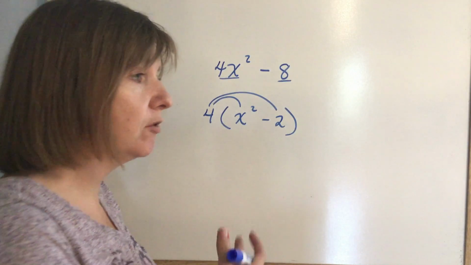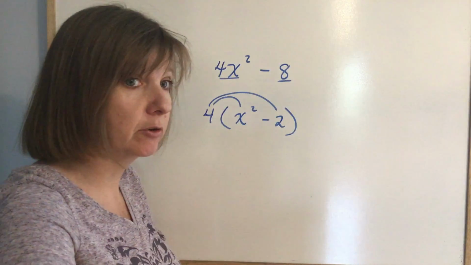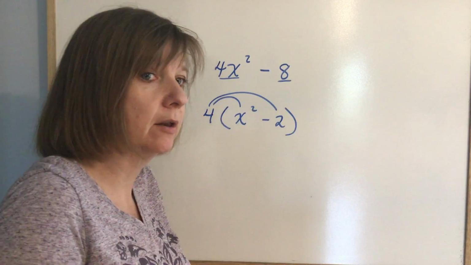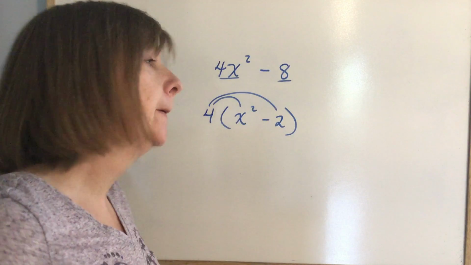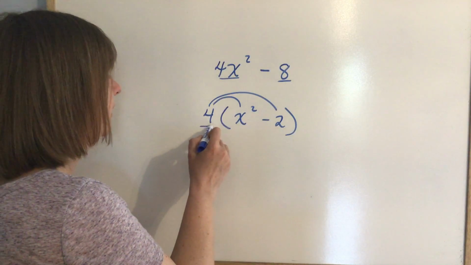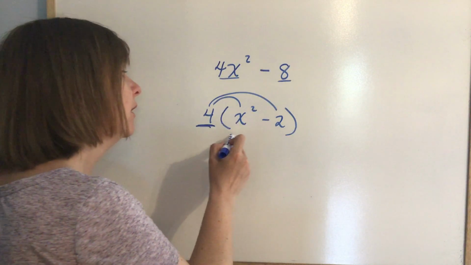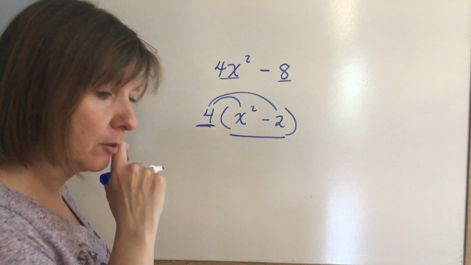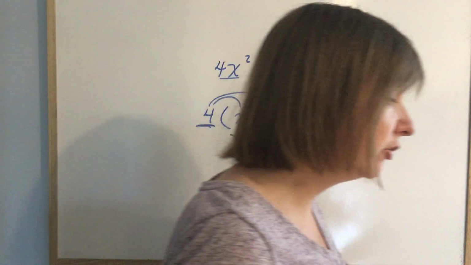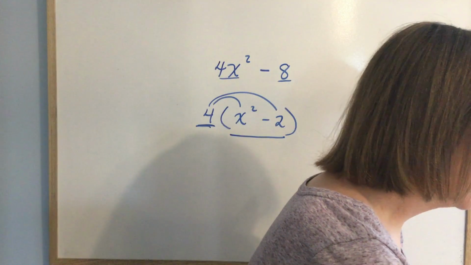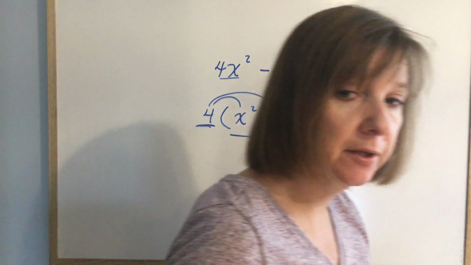So factoring means break it apart into its pieces. If you have a puzzle all put together and you factor it, you just take it apart and put it into all its pieces. So piece 1 is 4. The other piece is x squared minus 2. So factoring just means break it apart into its pieces.